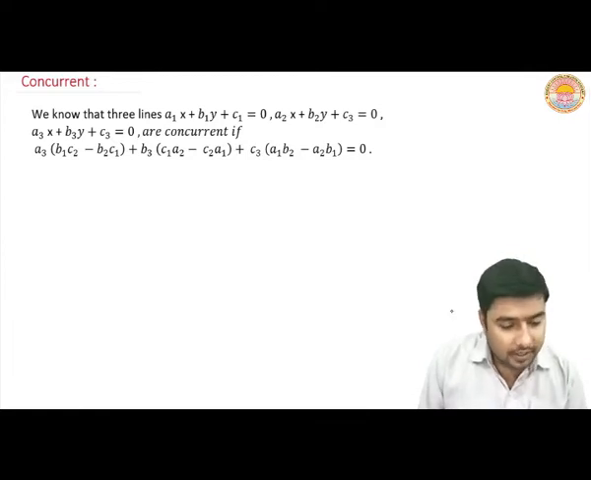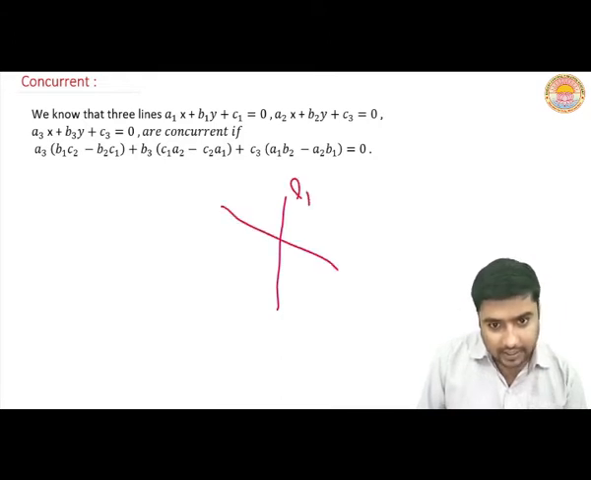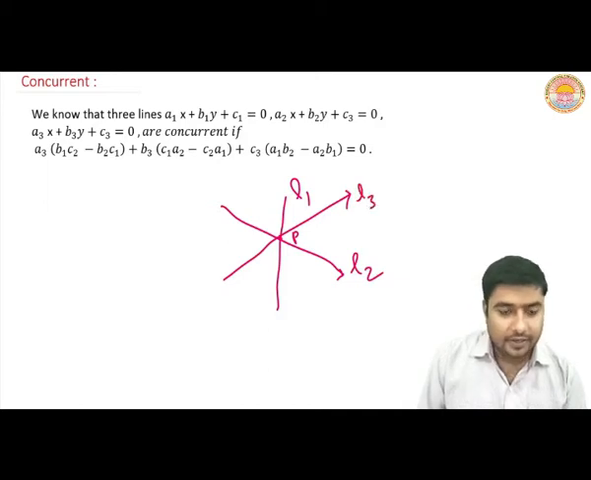It means that when more than two lines are intersecting at one point, that is called concurrency of lines. Suppose a line L1, another line L2, and a third line L3 intersect at one point, that is P. It is called concurrency of lines.